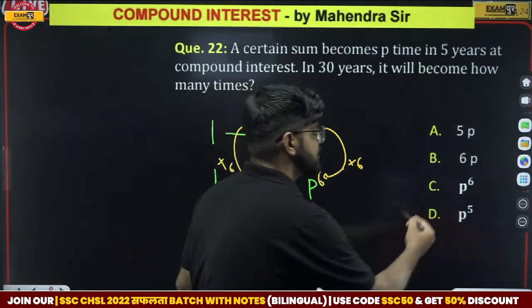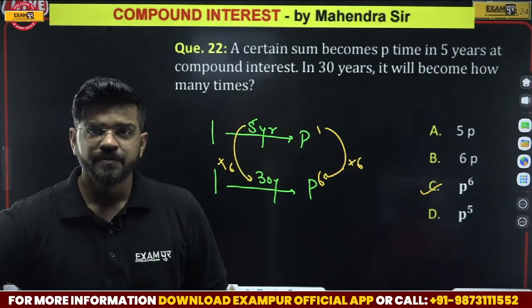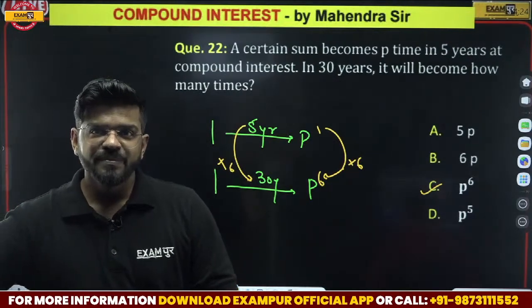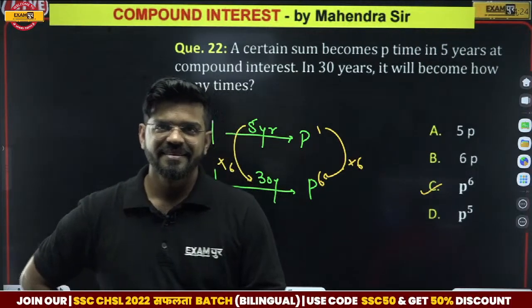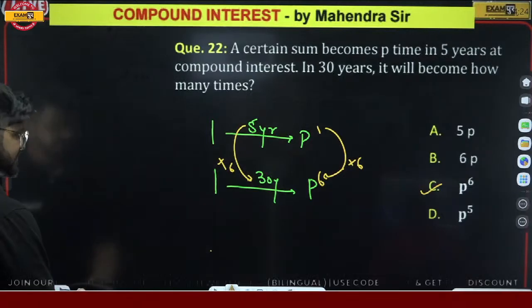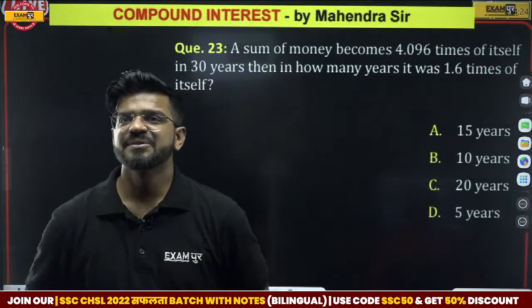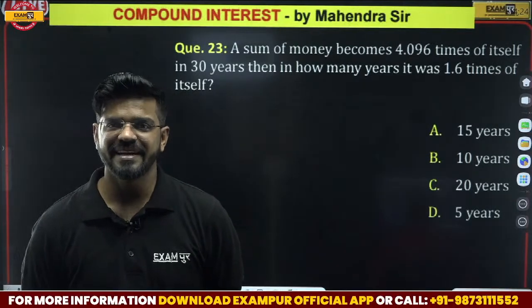Did you get the answer? Option number C is my right answer. Clear to all of you? Yes or no? Yes. Superb. Next question. P to the power 6. Yes, Suhani. Absolutely correct.